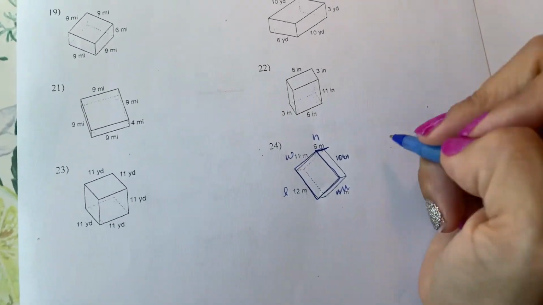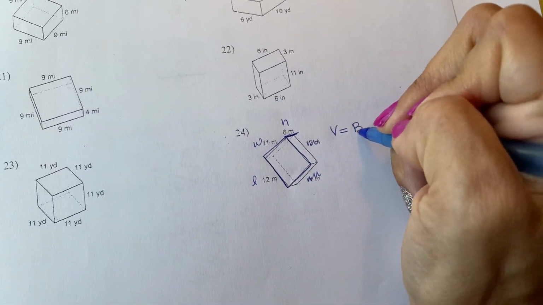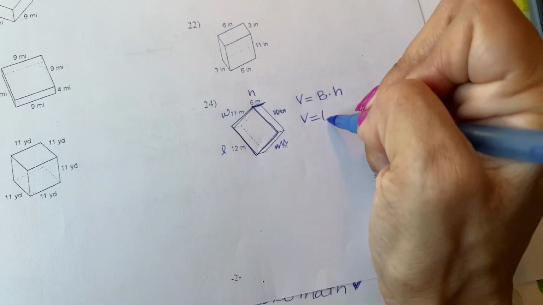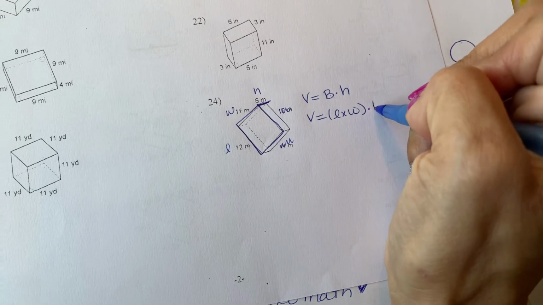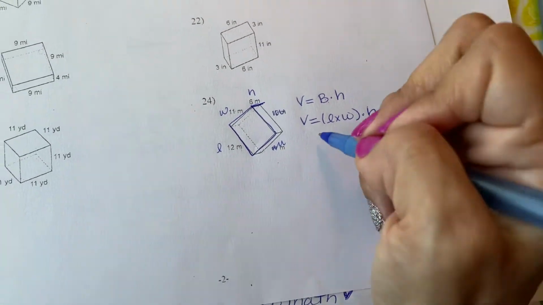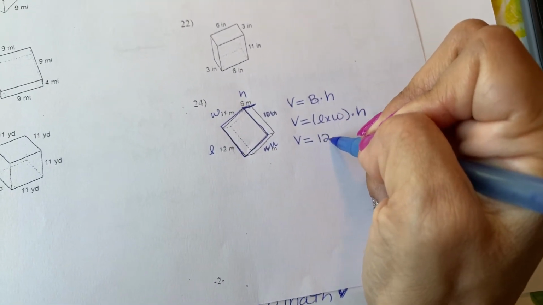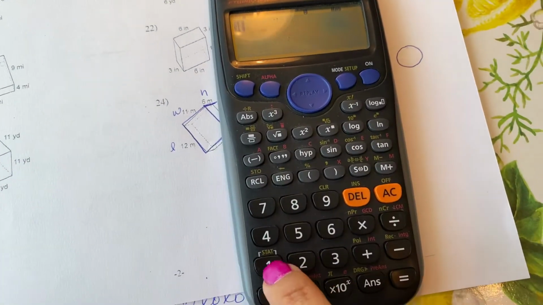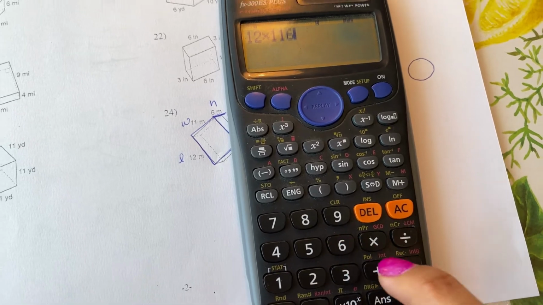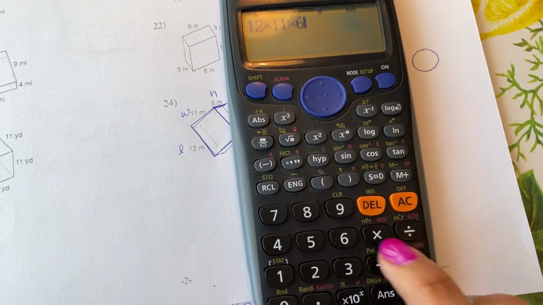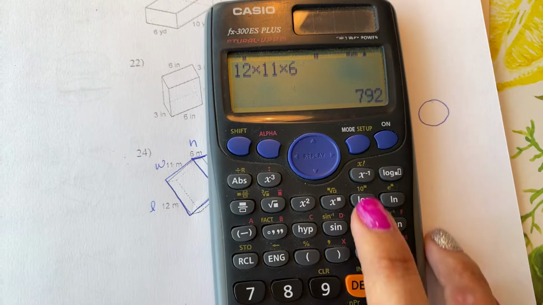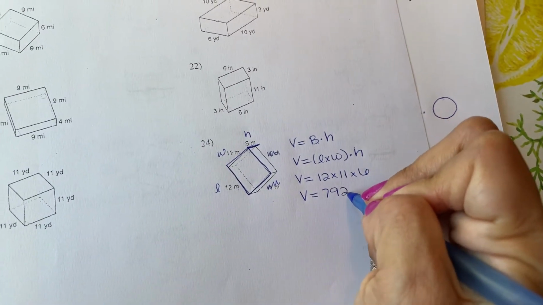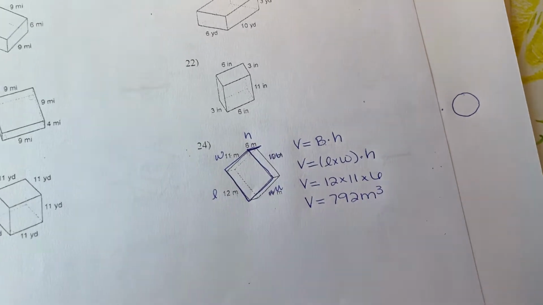Okay, so then what's your volume? Your volume is capital B times H. Well, my base face is a rectangle, so that's length times width. And then I extend it or stretch it. And so what's 12 times 11 times 6? And then you just head on over to a calculator. 792. And you get 792 meters cubed. And that's your answer.